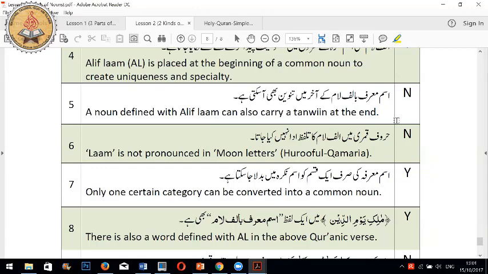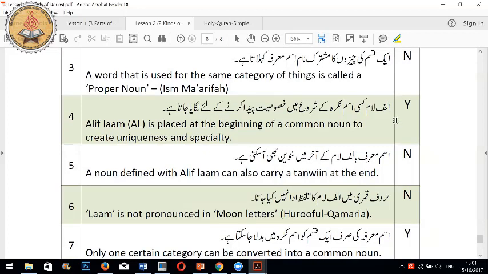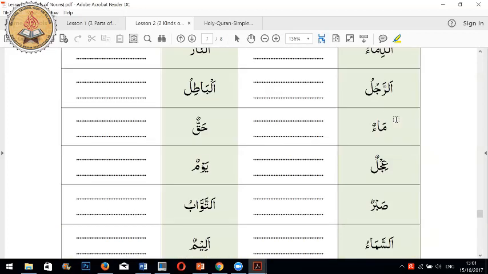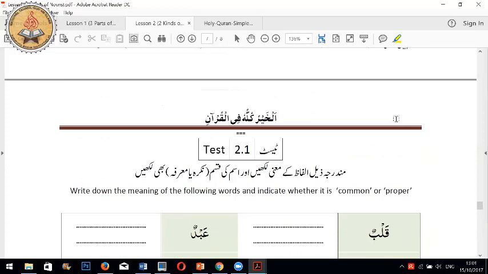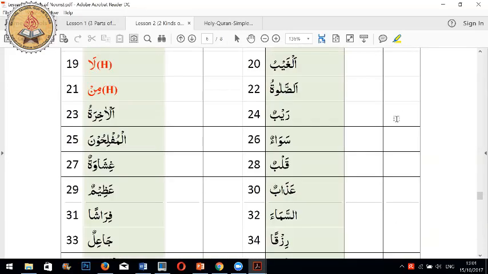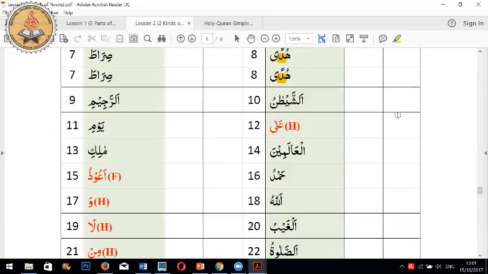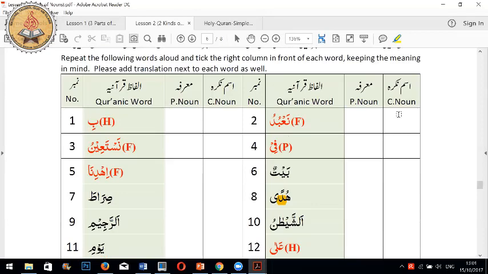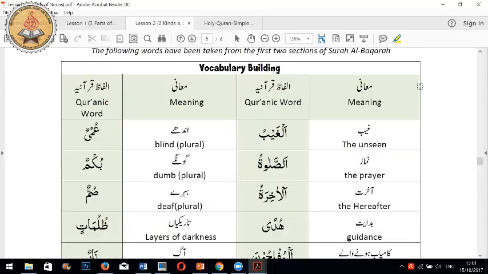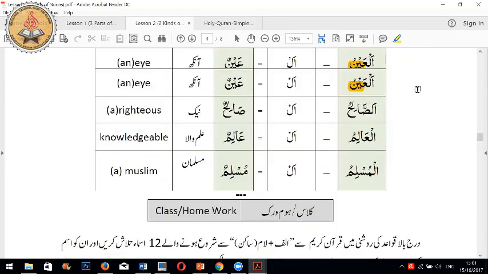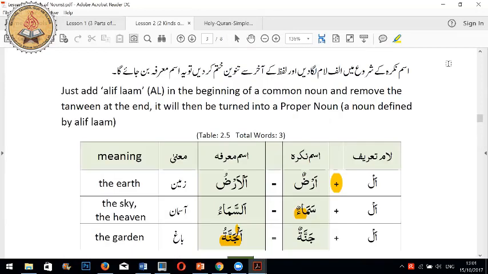Jazakallah Hafisa, it was very, very helpful to me. I just have one question. You said that common nouns usually end with the tanween. But in table number 2.3, when we read the name Zaidun, it's also ending with tanween, but it's a proper noun.